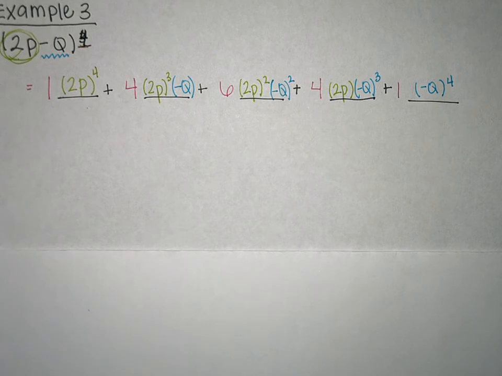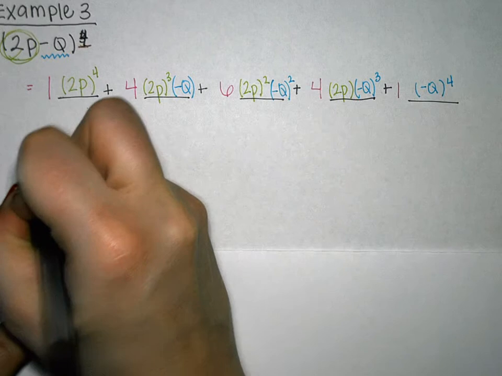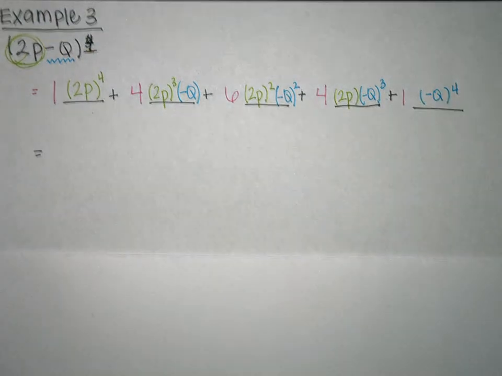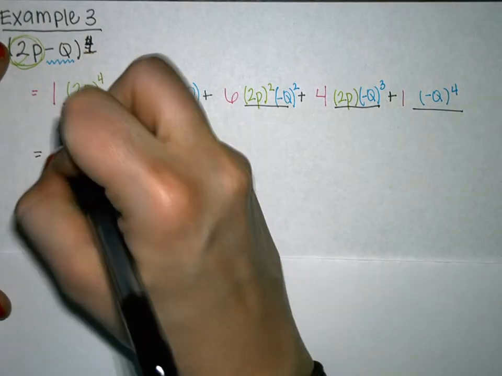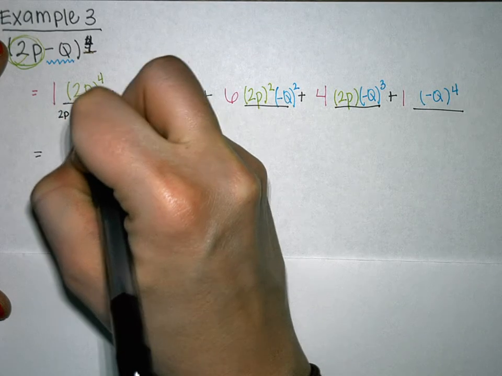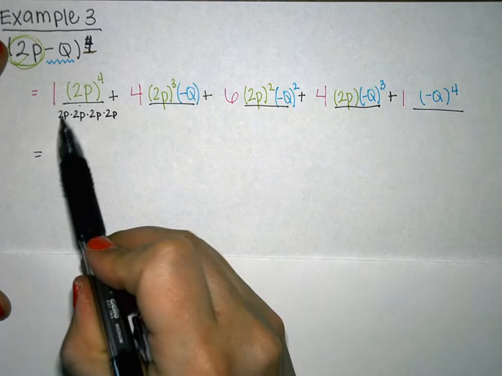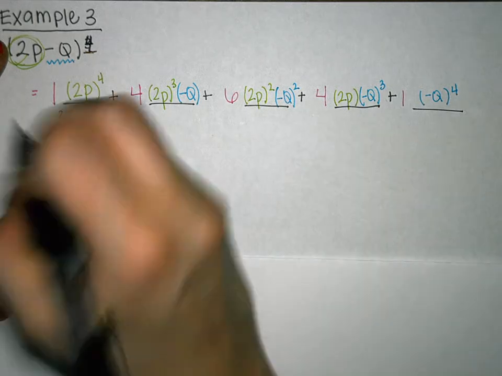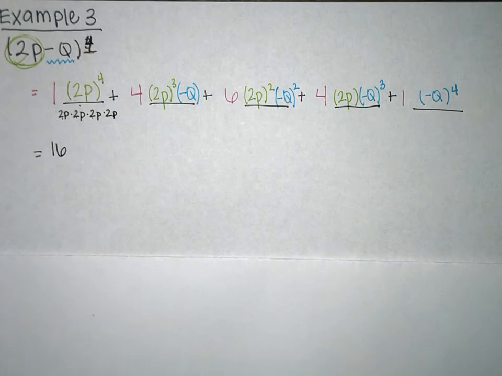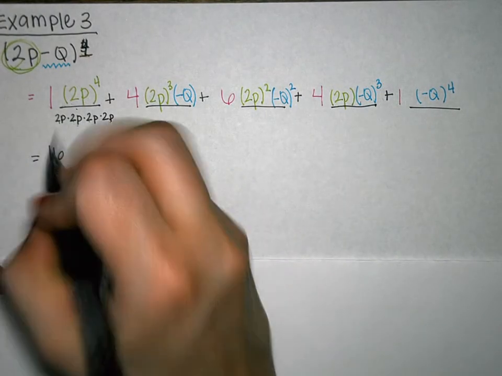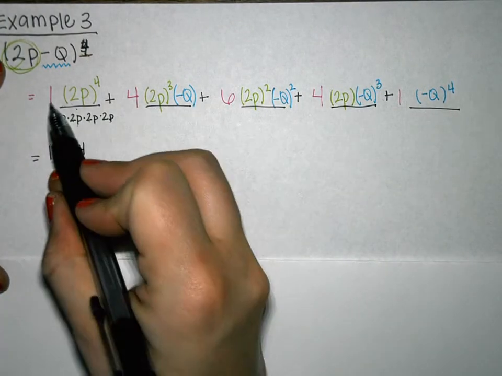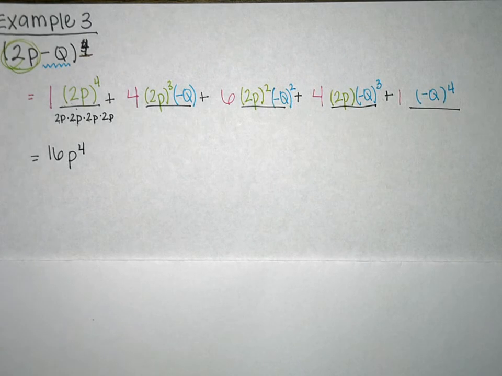And the last thing we want to do is start simplifying. So I suggest that you leave a little space right here so that we can plug everything in. So we first have 1 times 2p to the 4th. Remember, 2p to the 4th is the same as 2p times 2p times 2p times 2p. So 2 times 2 times 2 times 2 gives me 16. And then p times p times p times p is p to the 4th. And then times 1, so that's going to be 16p to the 4th.